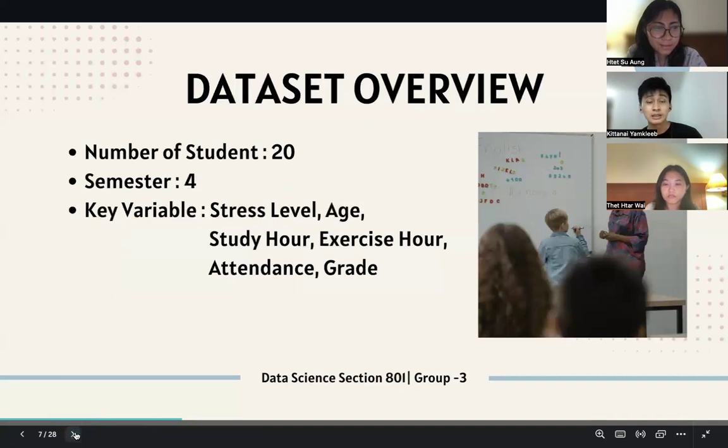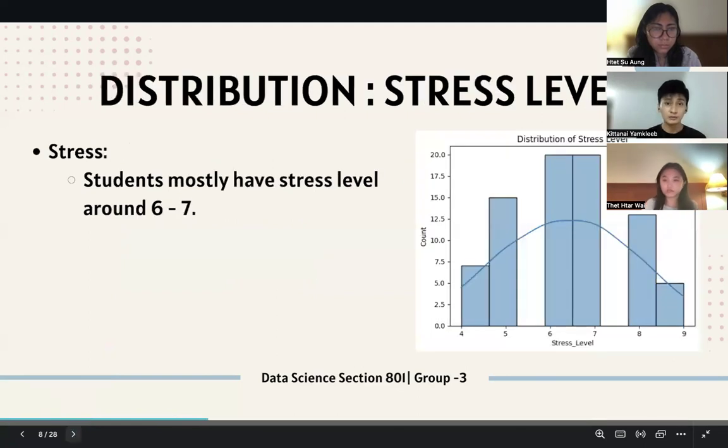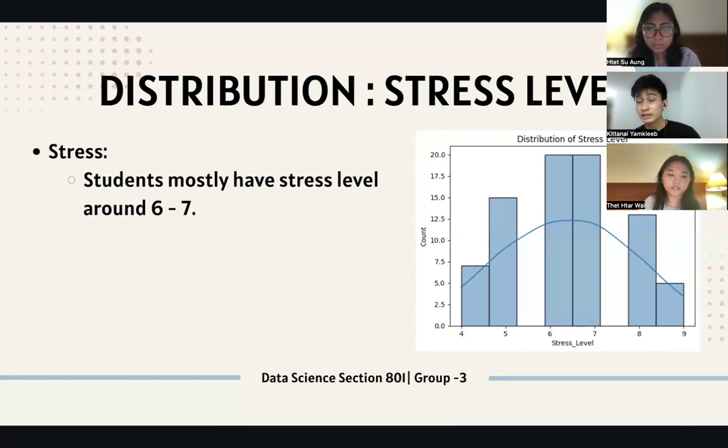So the dataset overview. We use a sample of 20 students across 4 semesters with key variables including stress level, age, study hour, exercise hour, attendance, and grade. And yes, we will talk about the distribution. I will explain the data with distribution.